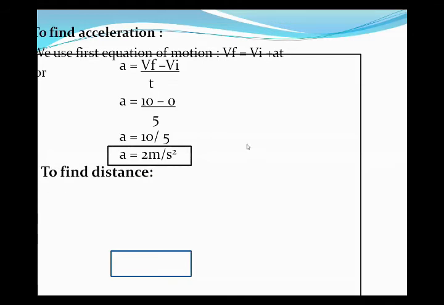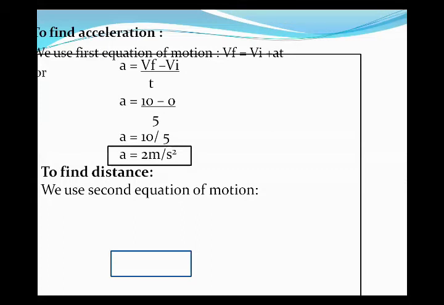So here the object's acceleration was 2 meter per second square. Now we are going to find out the distance. According to the second and third equations of motion, we have formulas to find the distance. The second is S is equal to VIT plus half AT square, and the third equation of motion is 2AS is equal to VF square minus VI square. So the question is which formula we have to utilize here.